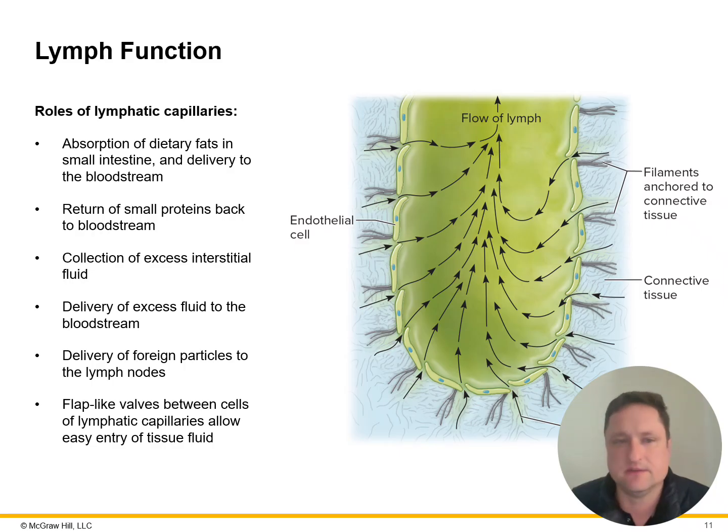Four, they deliver foreign particles to lymph nodes, where immune surveillance occurs. The special flap-like valves, as you can see here in the picture, in the lymphatic capillaries ensure easy entry of fluid and particles, ensuring that the system continually samples tissue environments for pathogens and debris.